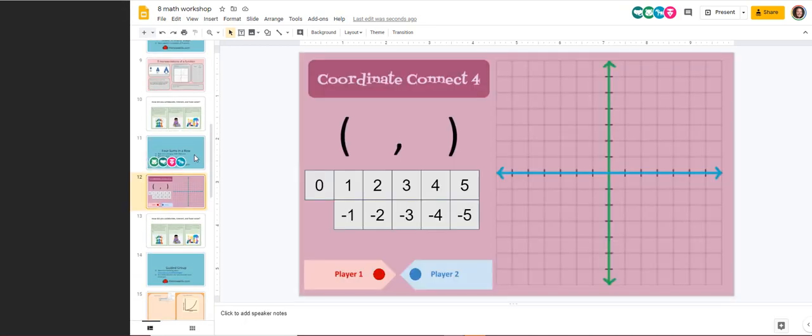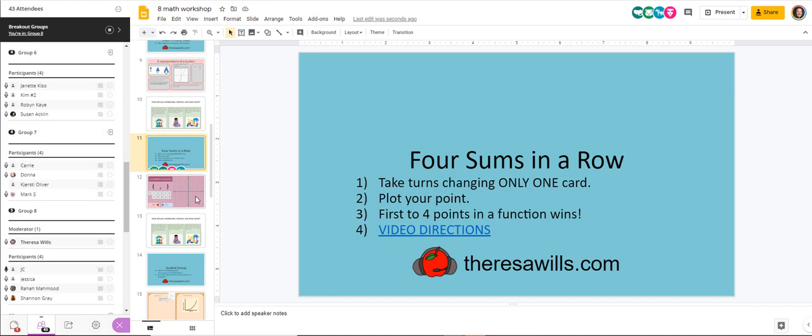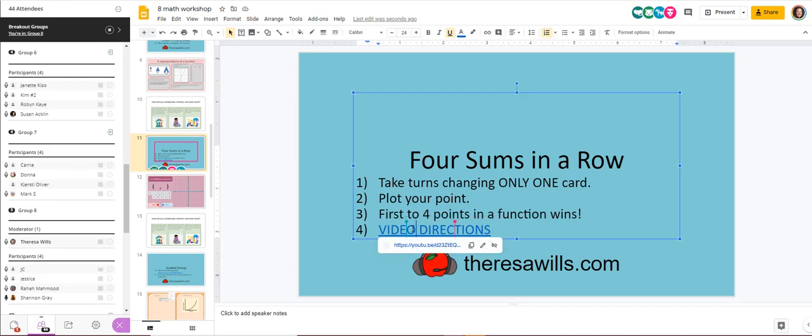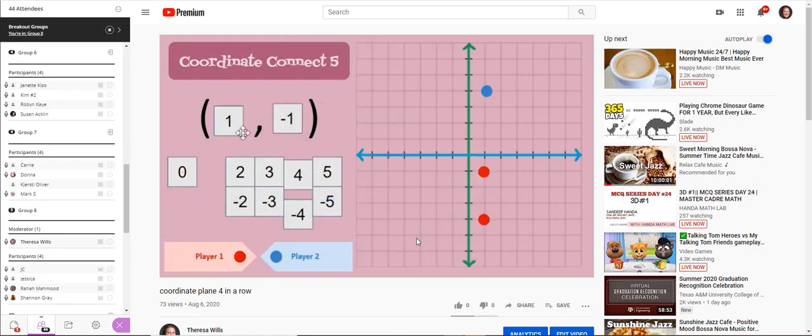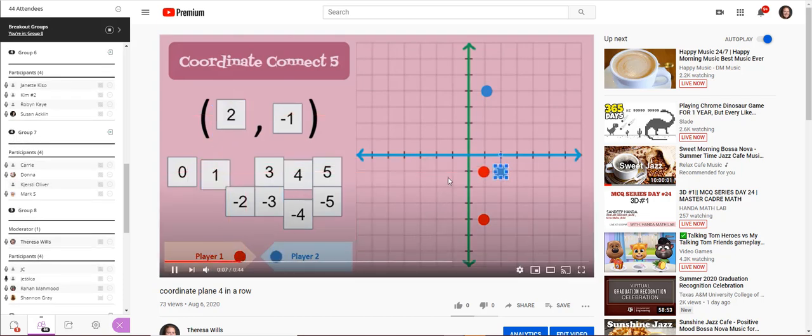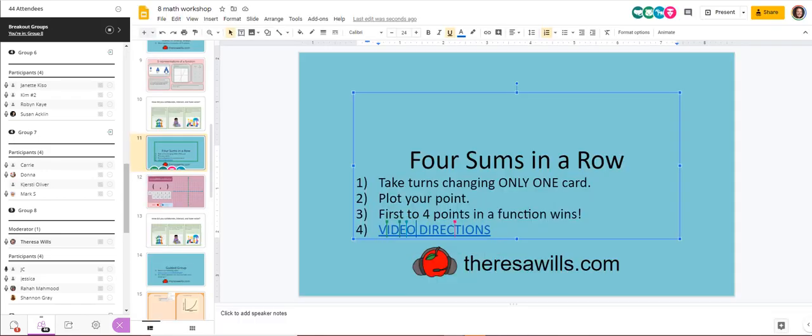Taking turns changing only one card. Plot your point. First to 4 points in a function wins. Video directions. Do we have time to watch the video directions? Let's see how long they are. Coordinate plane, 4 in a row. Oh, it's like 44 seconds. Yeah, we have time. It's only 44 seconds.